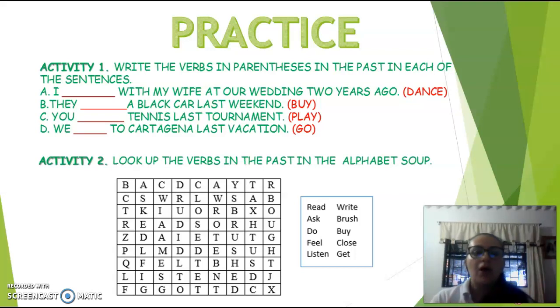Activity number 2. Look up the verbs in the past in the alphabet soup. So you need to check these verbs: read, ask, do, feel, listen, write, brush, buy, close, and get. But you need to look in the alphabet soup for the past form. Not the infinitive, not the present, the past. So remember, check your dictionary, your book, or surf the internet, or you can ask me and I will help you.